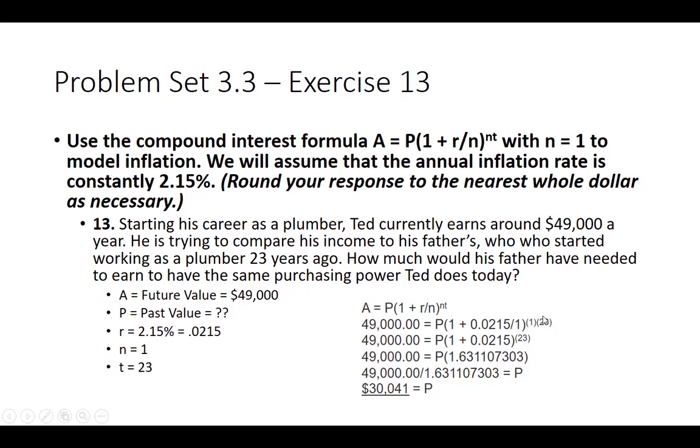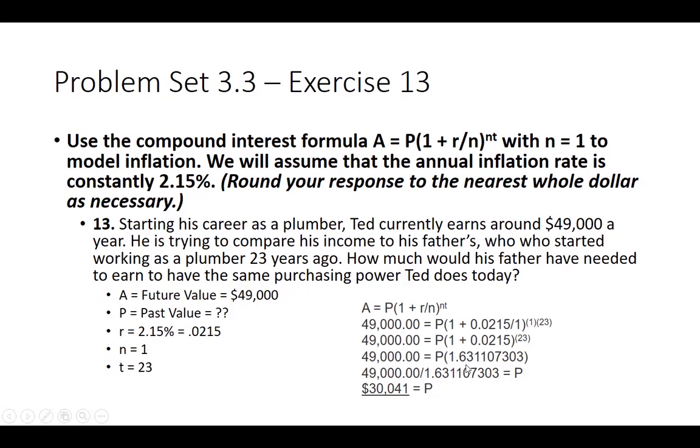First thing to do is take care of the exponent. 1 times 23 is 23. Then take care of the division. 0.0215 divided by 1 is 0.0215. Add 1 to that. We get 1.0215. Keep that in the calculator. Raise it to the 23rd power. Keep it in the calculator.